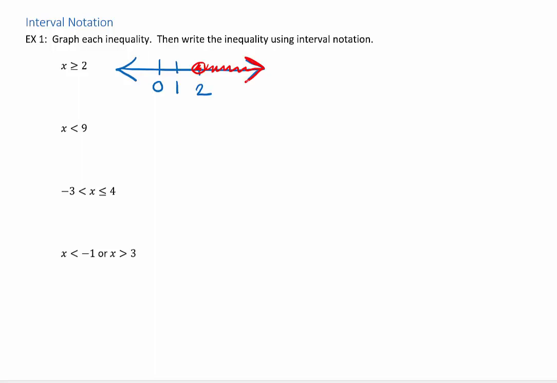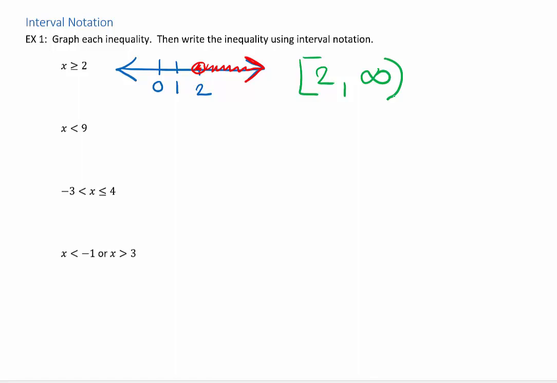If I were to graph this inequality on the number line, it would look something like this. X greater than or equal to 2 means all values that are larger or to the right of 2, and then I put a closed circle at 2, indicating that that's also part of my solution. In interval notation, I would write this as bracket 2, comma, infinity, parentheses.